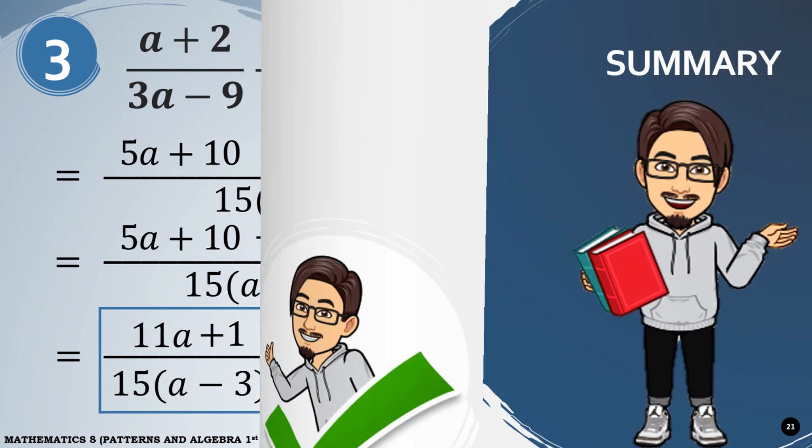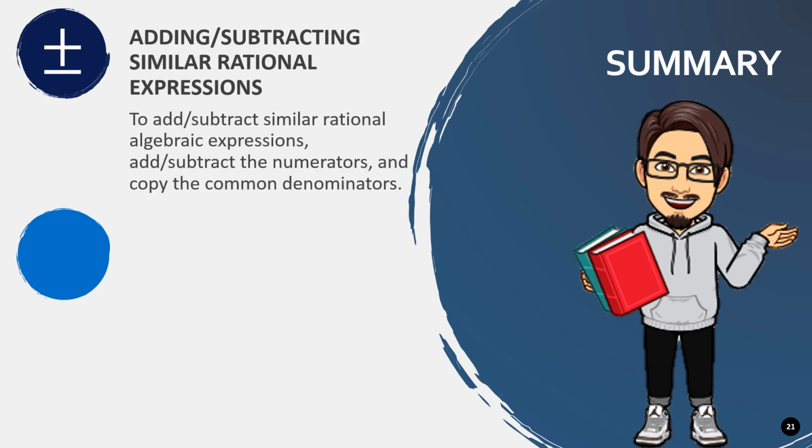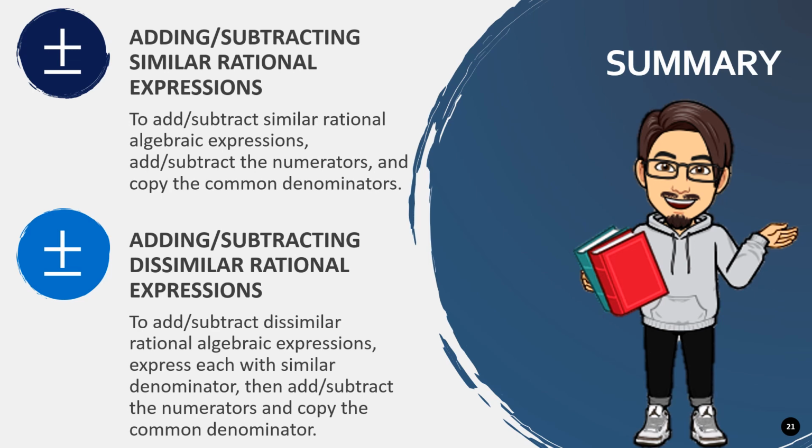Okay? Okay, let's summarize. Adding or subtracting similar rational expressions. To add or subtract similar rational expressions, we simply add or subtract the numerators and copy the common denominators. As simple as that. When we are adding or subtracting dissimilar rational expressions, we express each with similar denominator. So we get the LCD. And then we add or subtract the numerators and copy the common denominator. So, yun lang.